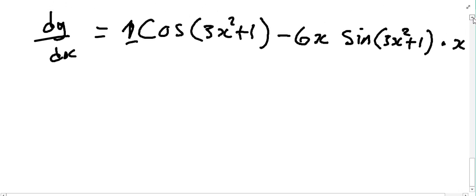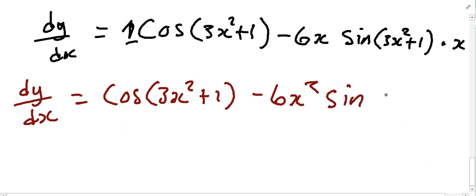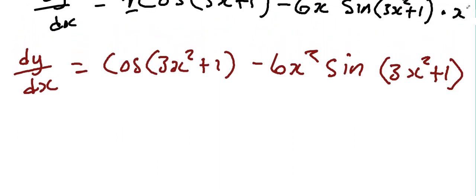Okay, so if we work that out, what are we going to have? dy dx is equal to cos open bracket 3x squared plus 1 close bracket minus 6x squared sine 3x squared plus 1. Okay, so guys, this is the derivative of our question. There's nowhere we can go and there's nothing we can simplify. So this was the answer for that question.